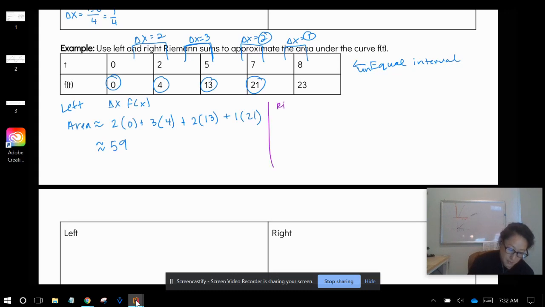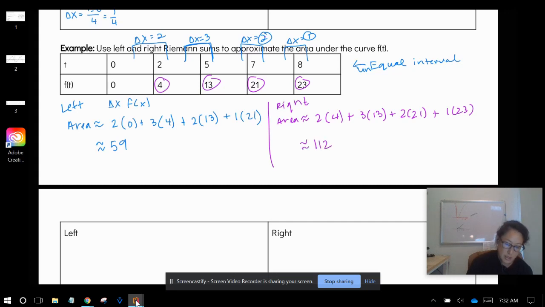Okay, let's do the right. Same intervals, but instead of using the left-hand endpoint, we're going to use the right. So area is about equal to 2 for my delta x times 4 plus 3 times 13 plus 2 times 21 plus 1 times 23. So I get area is about equal to 112. In this case, you can see that the right-hand sum is an overestimate because the values are increasing. So the right-hand sum is an over and the left is an under. And that is it for right and left. We're going to look at mid and trapezoid next.